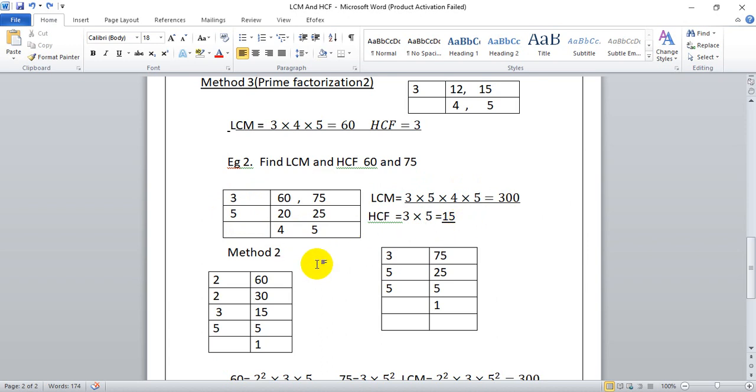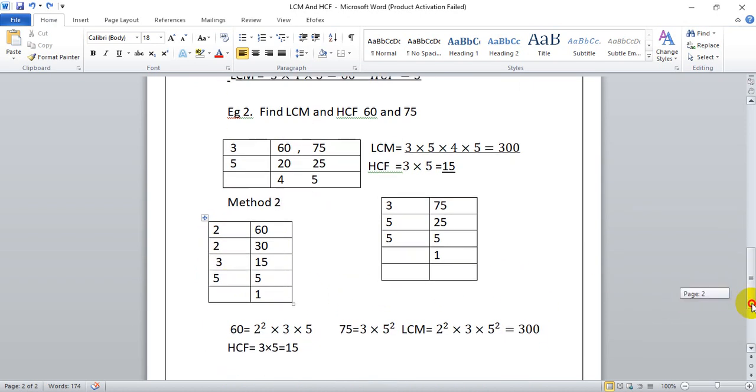The same question we are going to do by method 2, prime factorization 1. 60, we do prime factorization. 60 is divisible by 2, 30 divisible by 2, 15 divisible by 3. 15 divided by 3 is 5. 5 is divisible by 5. Till we get 1, we continue. So what is 60? 2 times 2 times 3 times 5. So 2 square times 3 times 5.